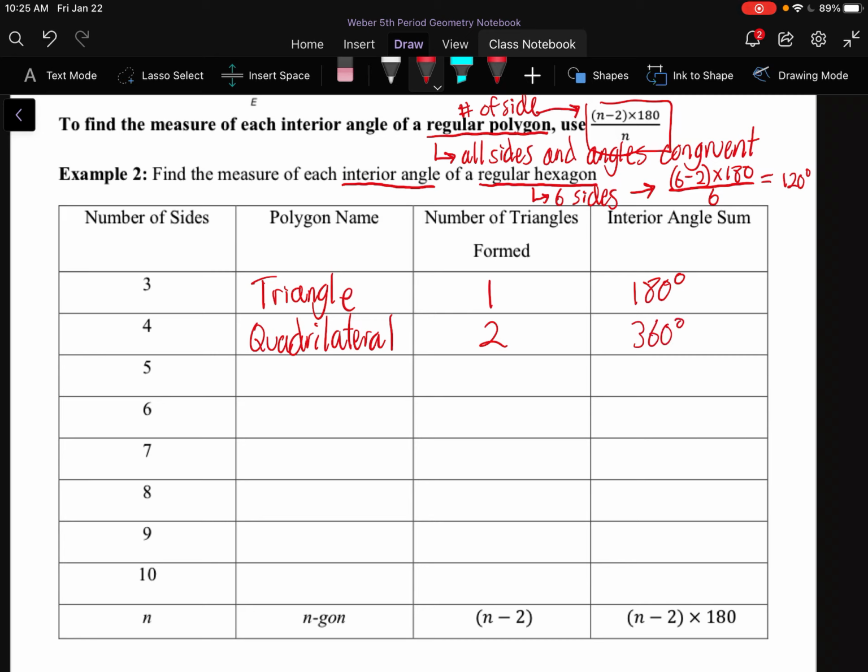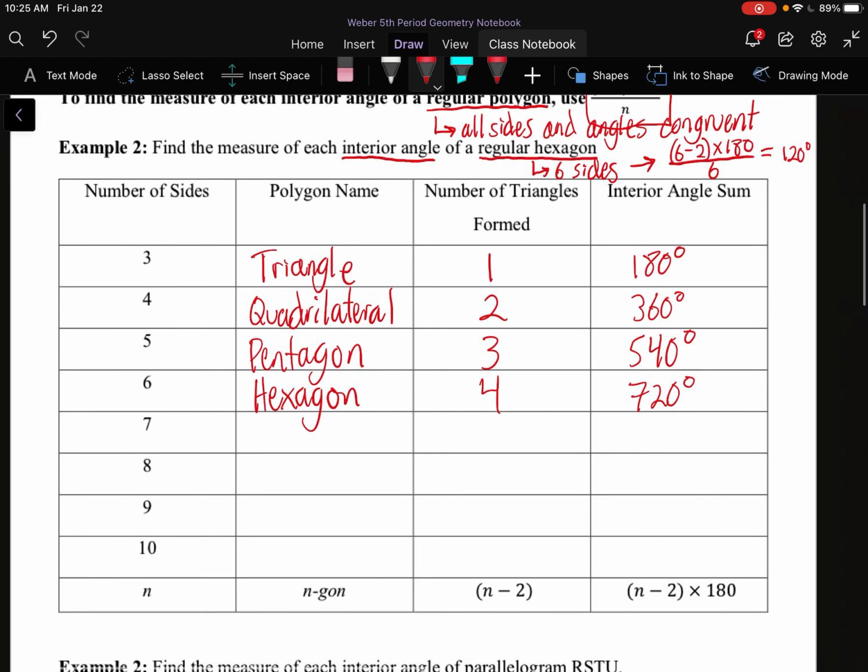Next, a 5-sided polygon is a pentagon. In a pentagon we can form 3 triangles, and the interior angle sum is 540 degrees. Next, a 6-sided polygon is called a hexagon. In a hexagon we can form 4 triangles, and the interior angle sum is 720 degrees. A 7-sided polygon is called a heptagon. A heptagon can form 5 triangles, and the interior angles add to 900 degrees.